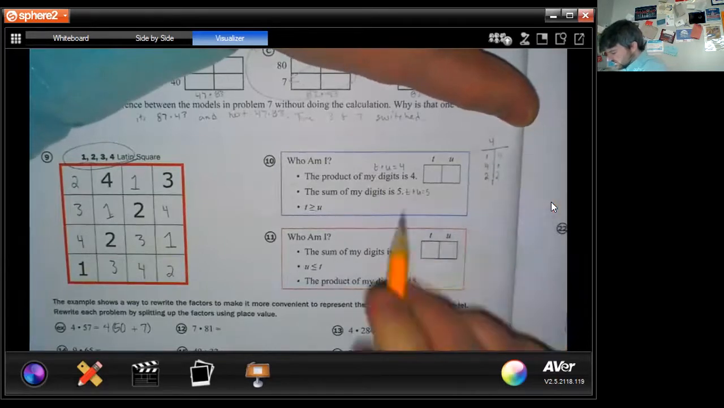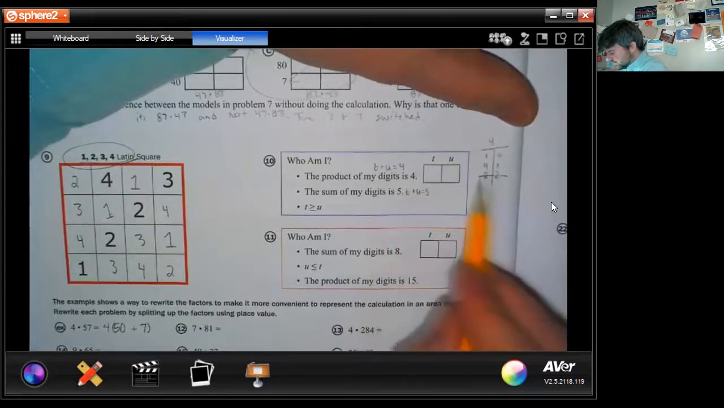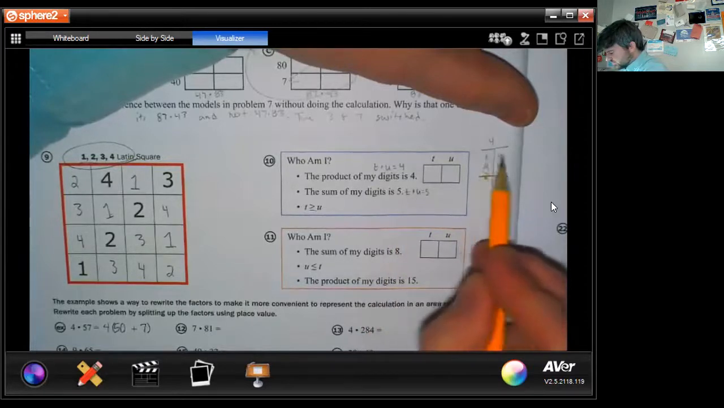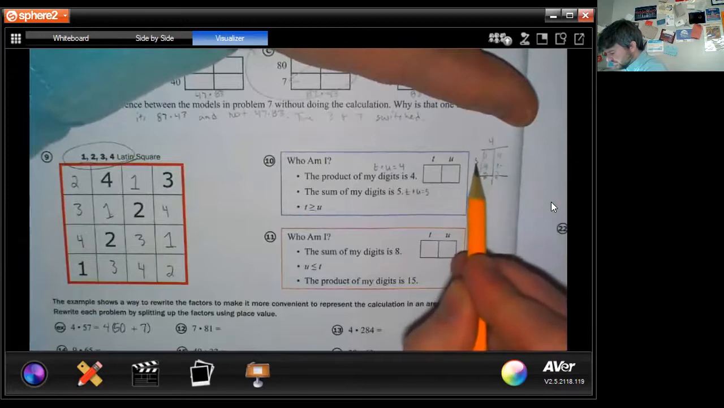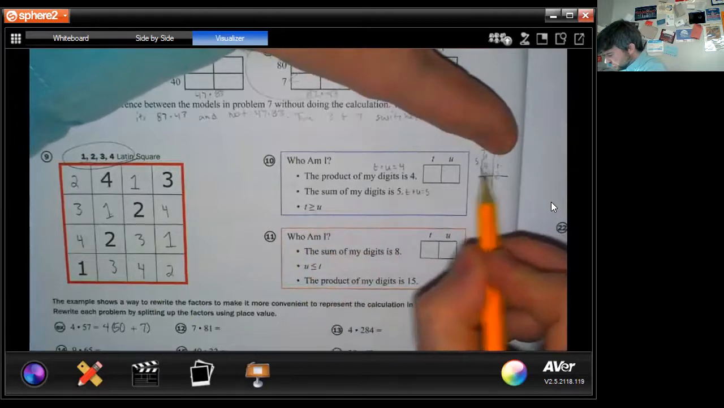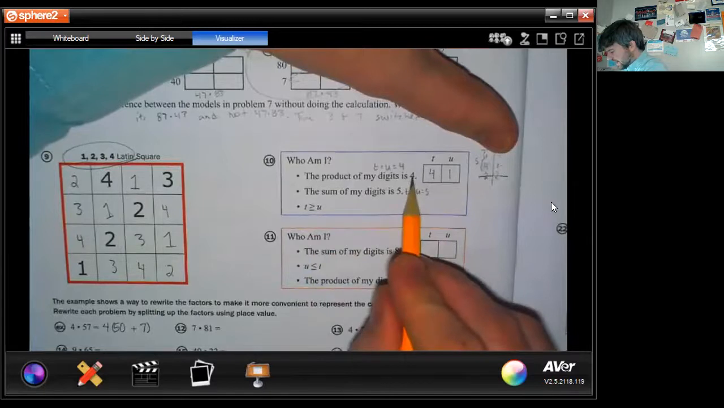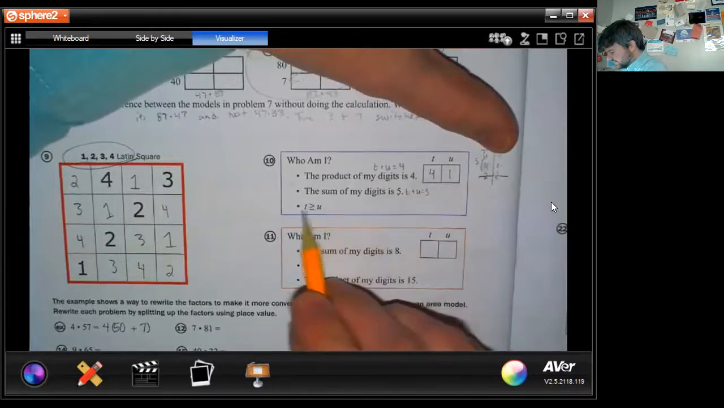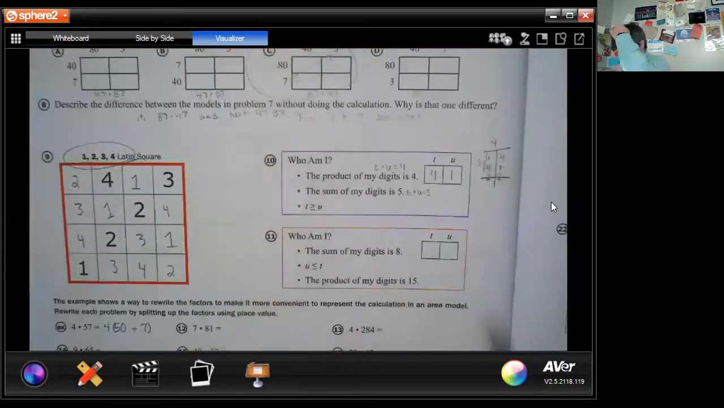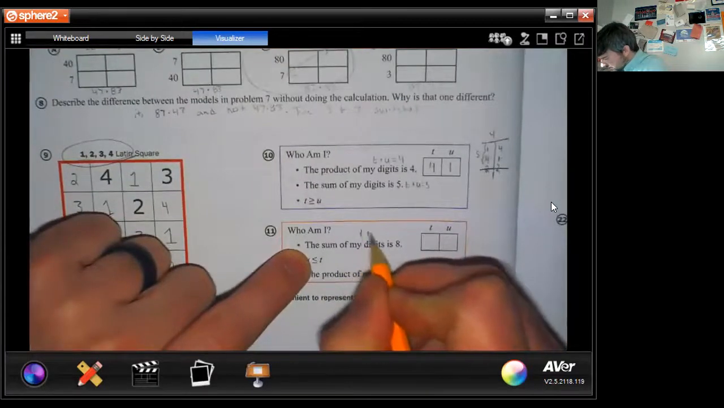Now let's think of the ones that add up to 5. Well, 2 plus 2 is 4. 4 plus 1, or 1 plus 4, these equal 5. Okay, so t is bigger than u. So t has to be the 4. So 4 and 1. They multiply to give you 4. They add to give you 5. And t is greater than u. Who am I? The sum of my digits is 8. So t plus u equals 8.